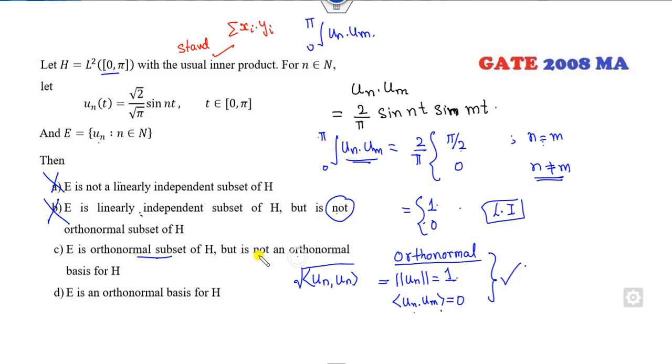It's not an orthonormal basis. A basis is not possible because you can see it is not always greater than 0. So this option is cancelled. C is the correct option.